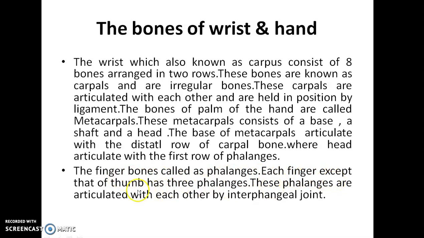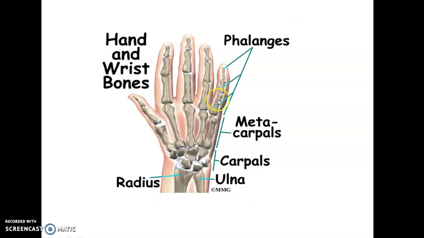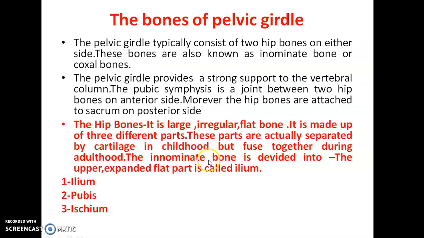Each finger except the thumb has 3 phalanges. These phalanges are articulated with each other by interphalangeal joints. These are the phalanges. Each finger has 3 phalanges except the thumb. These are the metacarpals. There are 5 metacarpals and these are the 8 carpals.